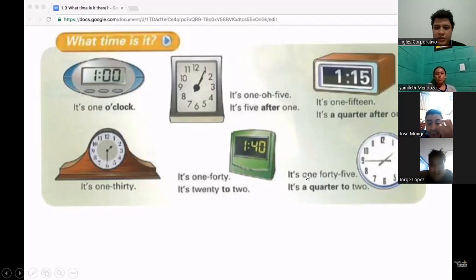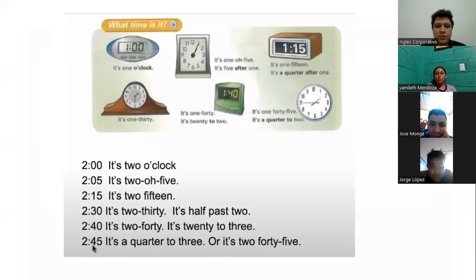Now let's see this one. It's 1:45. Okay. Vemos el reloj, 1:45. La 1:45, right? It's 1:45. Es un cuarto antes de las dos, right? It's 1:45. You see? This one. These are the ways that we can use, you know, in order to express the time. Okay. So let me move on, okay?